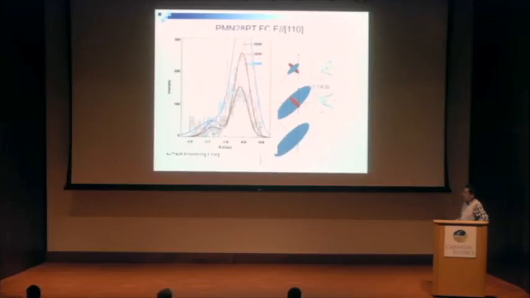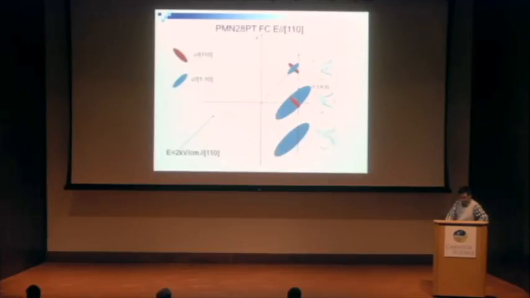And near the 1-10 Bragg peak, the strong blue wing is even stronger, which crosses the top. And so here we have an idea that the 110 field will enhance the blue wing, which comes from the local polarization along the 1-10 direction, and suppress the diffuse scattering coming from local polarization along the 110 direction.